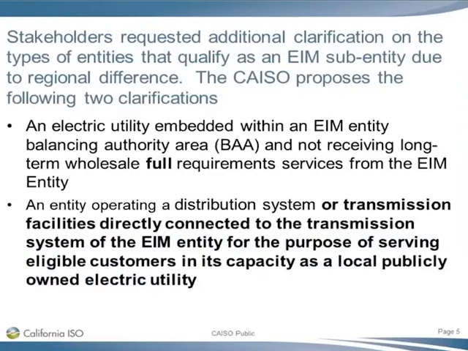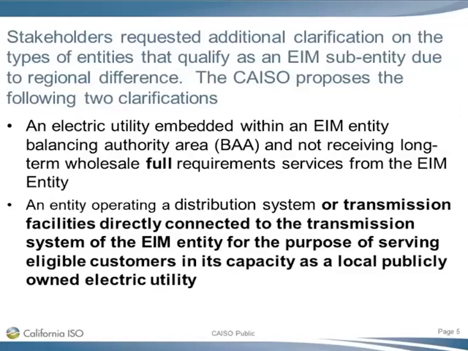So the first item was stakeholders requested additional clarification on the types of entities that qualify as an EIM subentity due to regional differences. Essentially, we put forth in the revised straw proposal what we thought were reasonable expectations for pursuing this functionality, but due to some differences in the way LSEs participate within their BAAs regionally, we got requests for clarification. The first one would be to clarify that an electric utility embedded within an EIM entity balancing authority area and not receiving long-term wholesale full requirements from the EIM entity, so LSEs receiving partial requirements, could pursue this functionality.